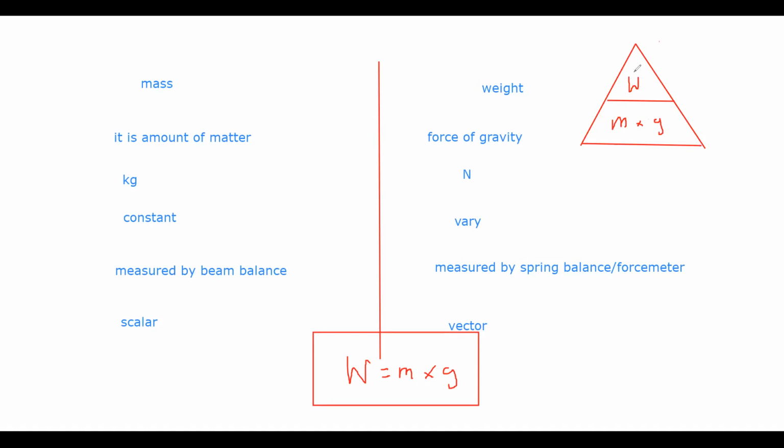So you can learn from this triangle, for example, if you need weight of an object, it will be mass multiplied by gravity. If I need mass of an object, it will be weight divided by gravity. And if I need the value of the gravity, it is weight divided by mass. Is it clear? Any doubt in this? You can take a screenshot for this.